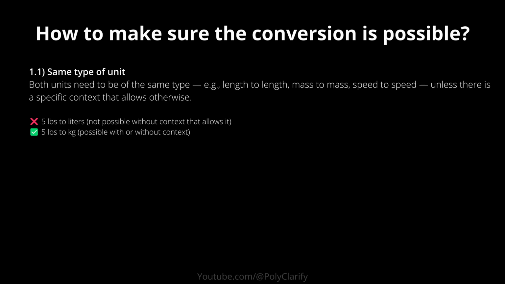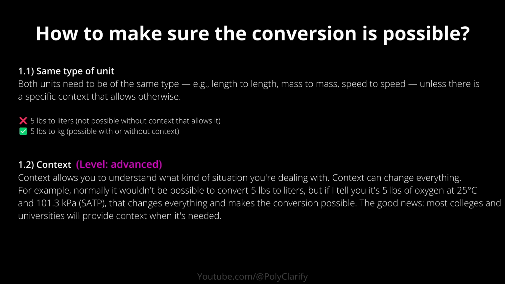Secondly, you need to check if there is any context. Context allows you to understand what kind of situation you're dealing with. Context can change everything. For example, normally it wouldn't be possible to convert 5 pounds to liters, but if I tell you it's 5 pounds of oxygen at 25 degrees Celsius and 101.3 kilopascals, that changes everything and makes the conversion possible. The good news, most colleges and universities will provide context when it's needed.